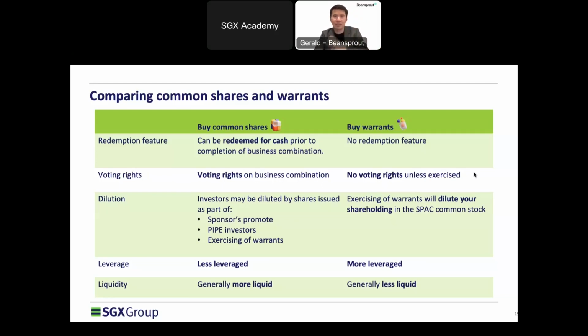As a SPAC shareholder, effectively it is less leverage, but if you are holding on to the warrants, it is a more leveraged instrument, and that will usually mean that it comes with greater risk as well. If you look at the trading liquidity on the SGX, the shares are typically more liquid compared to the warrants. So if liquidity is important for you, that is something you need to be mindful of as well.